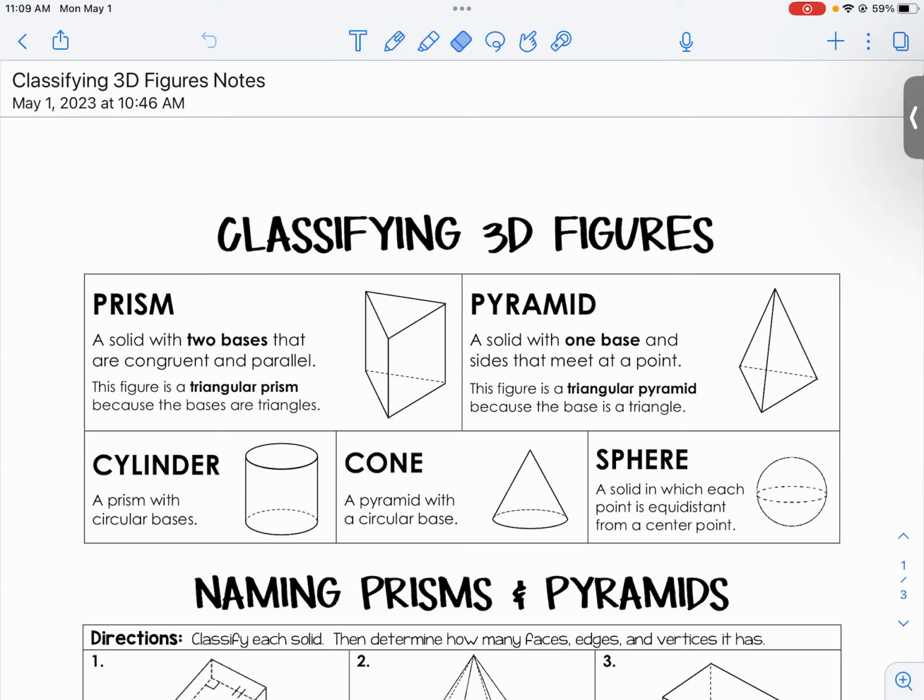We are going to work in this last unit on three-dimensional figures. And our goal is to be able to find the volume of three-dimensional figures. So today we're just going to work on classifying what these look like.